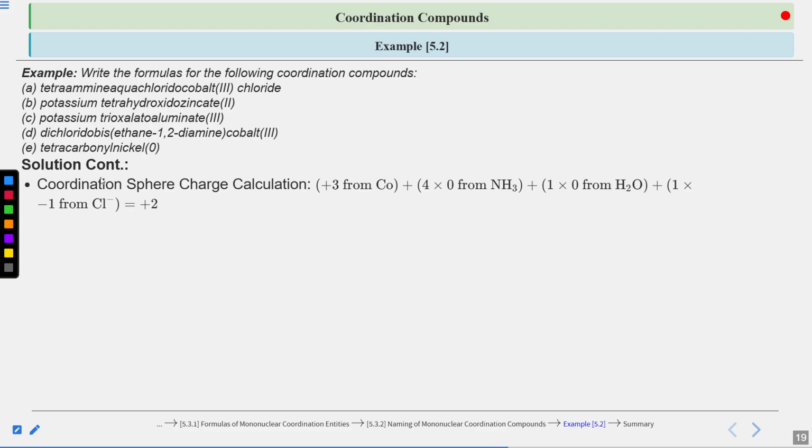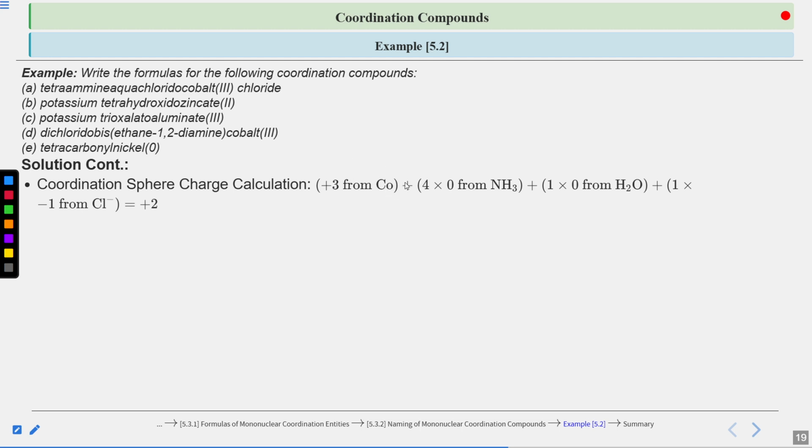Now if you calculate the coordination sphere charge, the calculation will be the sum of every coordination entity charge. So plus 3 charge will come from the cobalt, because it's the charge it is carrying, the oxidation state it is carrying in the coordination compound.